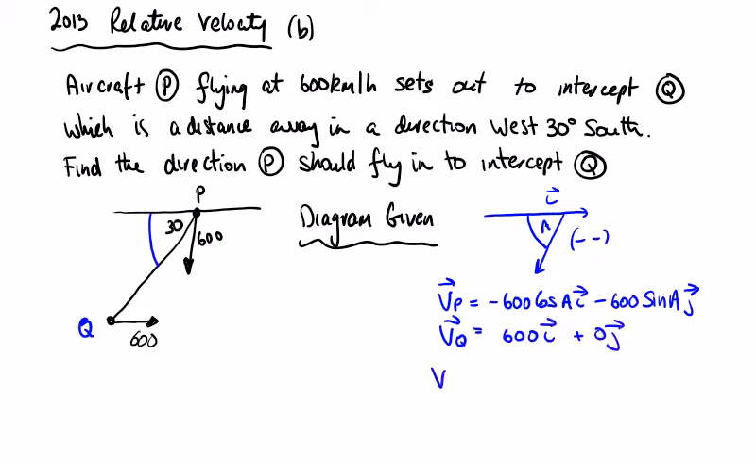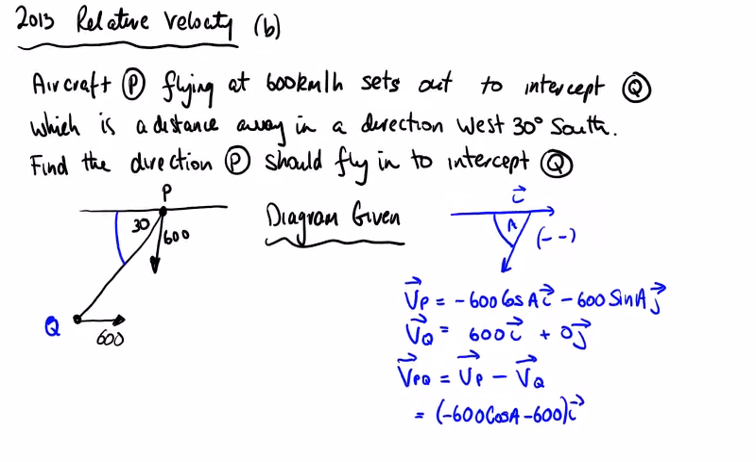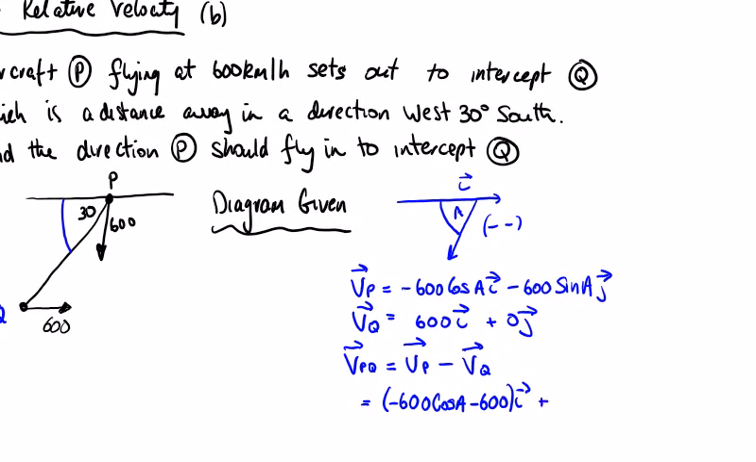So the velocity of P relative to Q is equal to the velocity of P minus the velocity of Q. So we're going to have minus 600 cos A minus 600 times I. And then we're going to have, I'll put the plus inside, but it's a minus. It's a minus, isn't it? P minus Q, yeah, minus 600 sine A times J. Velocity of P relative to Q.